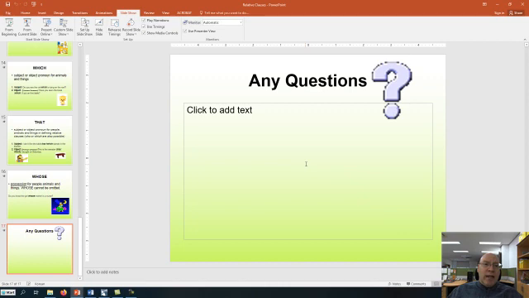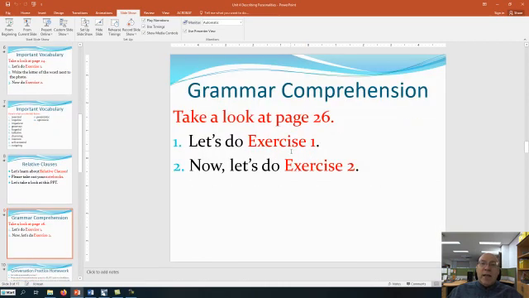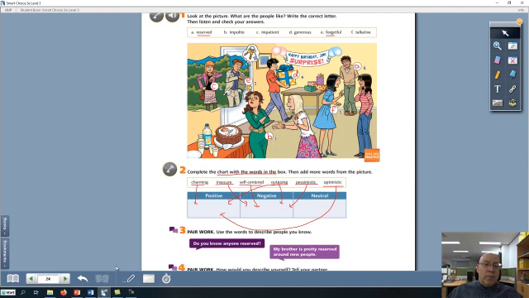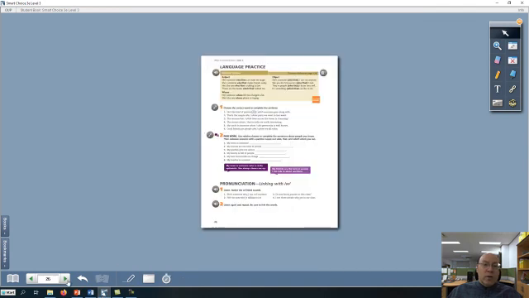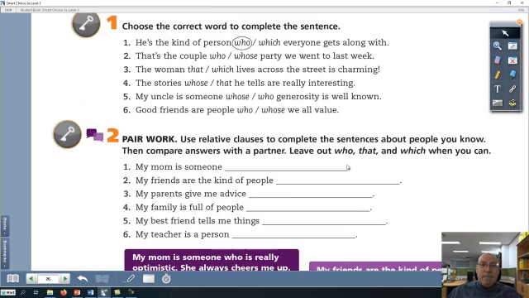Otherwise, let's jump into our textbook here. We're going to go over the exercises on page 26, and I'm just going to go over exercise 1. You guys can do exercise 2, and it goes over your personal information, basically. Okay, so let's take a look here.